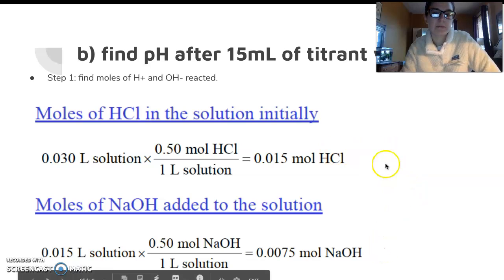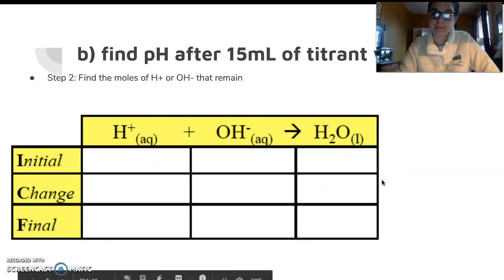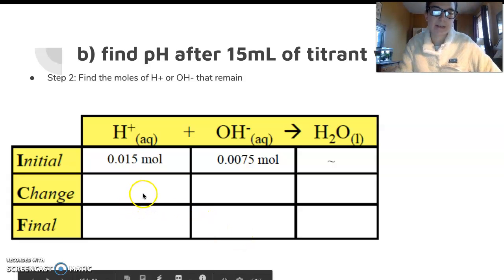So now we have the moles of our two reactants. Next, we're going to set up an ICE table to see our initial, the change, and the final when we reach equilibrium with these two reactants. So my initial, again, is going to be 0.015 and 0.0075. Water is liquid, it's not involved in the equilibrium expression, so we're just going to ignore it.